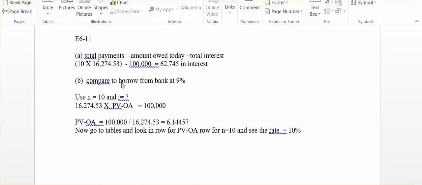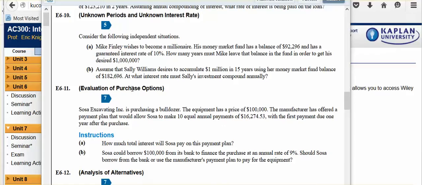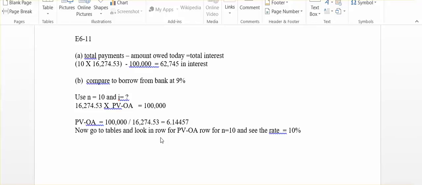Compare that to the bank, right? So if we look back over here, assume they can go to the bank and borrow this at a rate of 9%. Is the amount that we're paying the manufacturer more or less than 9%? Well, that's a good question. We know the number of payments, 10 payments. We don't know what I is.